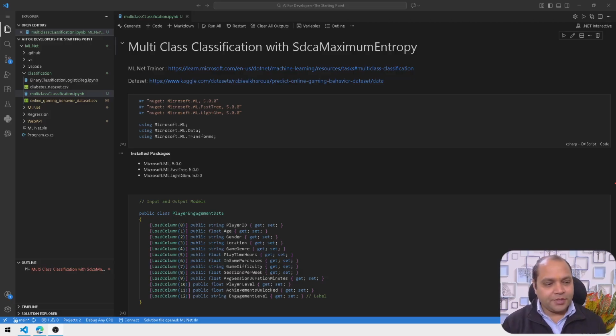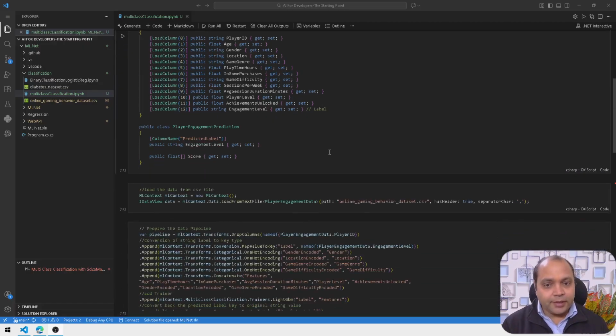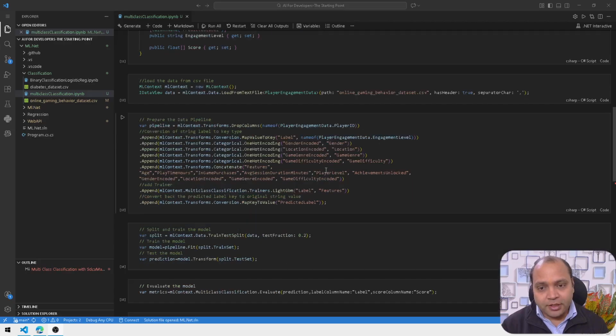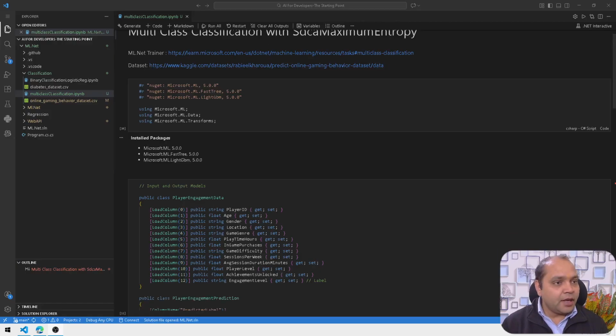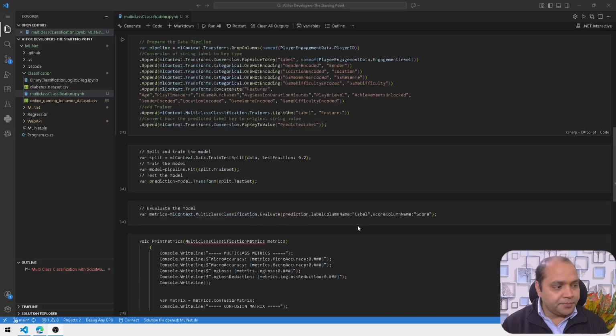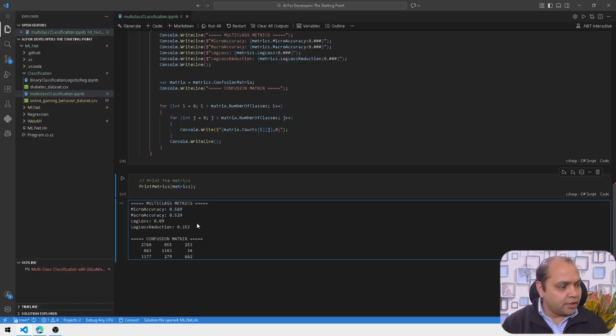In the last session, we saw multi-class classification and then we tried to use the SDA maximum entropy trainer for multi-class classification, and then we realized the accuracy was drastically degraded. This was the file we worked on in the last session. At the end, if I move down, you can see this accuracy reduced a lot. That was surprising, and I committed to you that in the next session we will dig down into what went wrong.